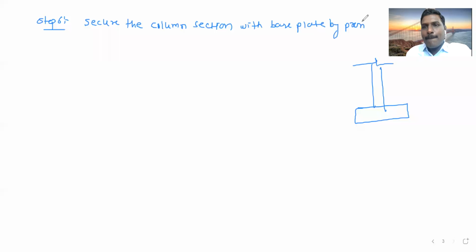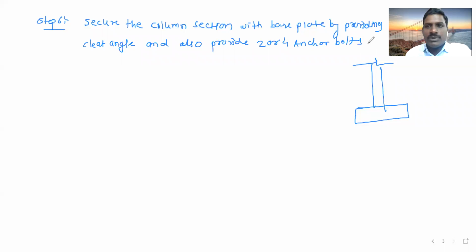Secure the column section with base plate by providing cleat angle and also provide 2 or 4 anchor bolts for holding, one bolt at each corner.